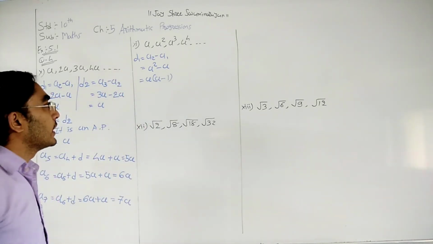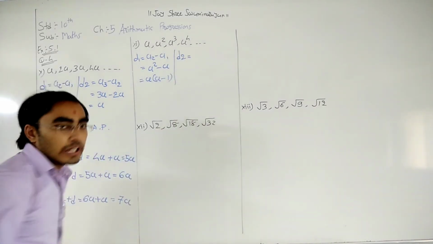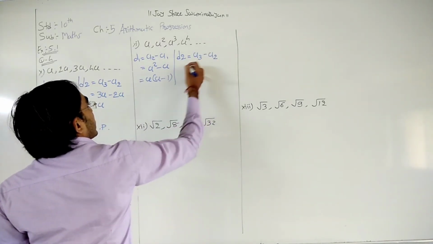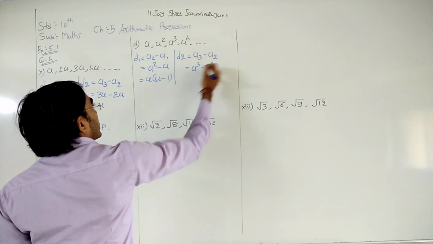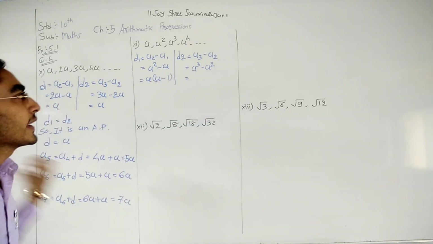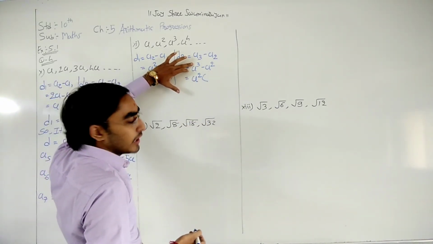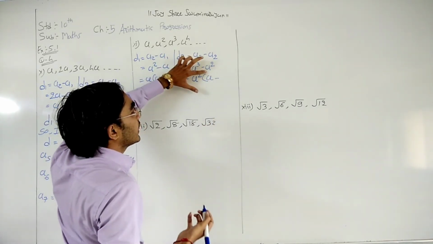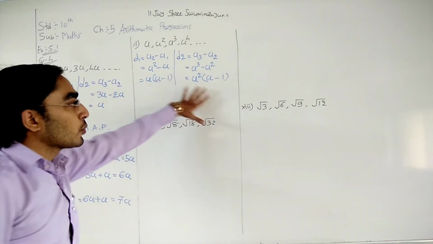Now further we cannot simplify it. After that we need to find the common difference D2. It is the third term minus the second term. So A3 minus A2: A cube minus A square. So we can take A square as common. From A cube, A square is common, so 1 time A is remaining. Minus A square is already common, so nothing is remaining, so 1. Now compare these two answers.